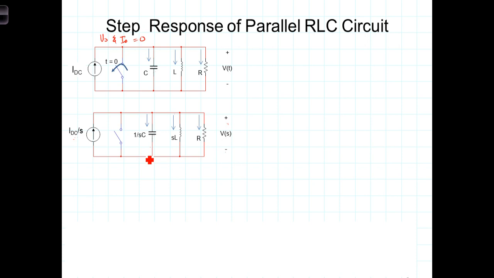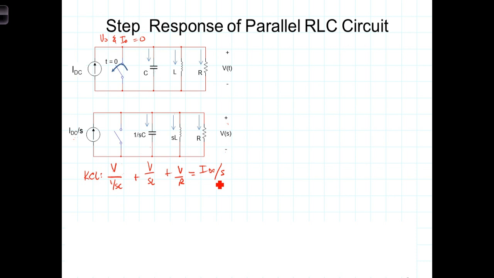So the current going through the capacitor, again we're writing a KCL. The current through the capacitor is just V of S, but we're going to drop the of S's here, divided by the impedance 1 over SC, plus the current through the inductor is V over SL, plus the current through the resistor is V over R. The sum of those three things then equals IDC divided by S. Now, what we want to do is solve for V.